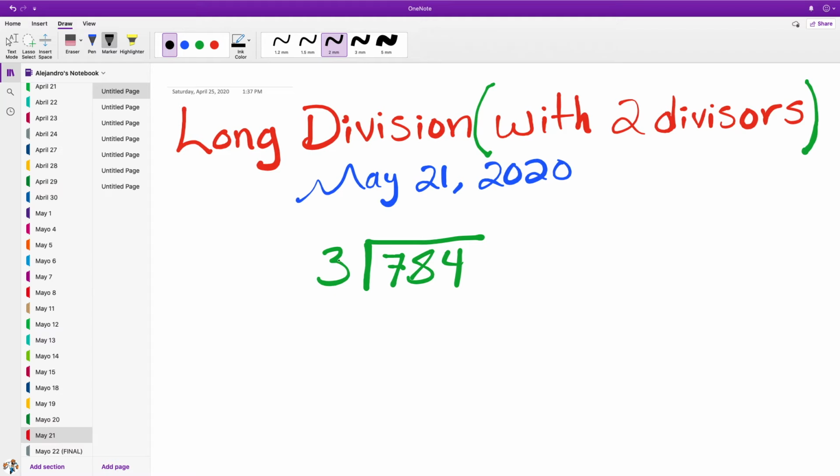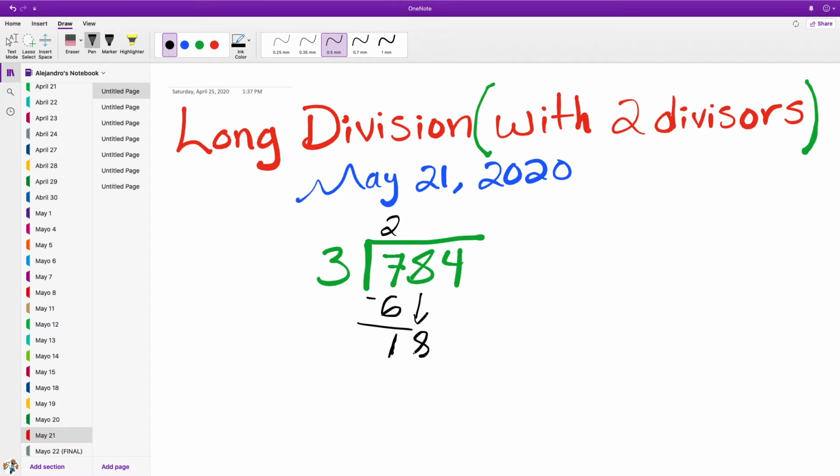So we ask, how many times does the 3 go into 7? So that's 2, right? Because 3 times 2, 6. We put it down right here. Then what do we do? Subtraction. 7 minus 6, 1. And we bring down the 8, right? And we repeat the process again.